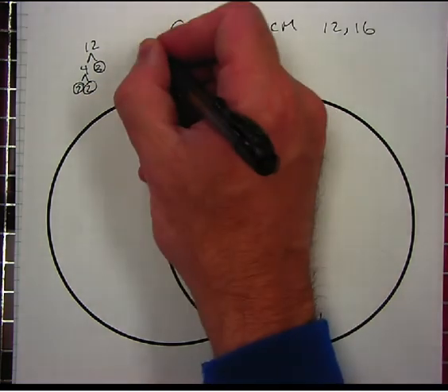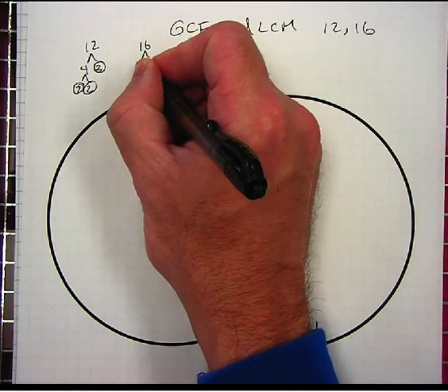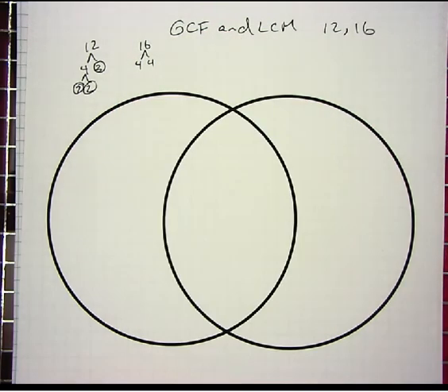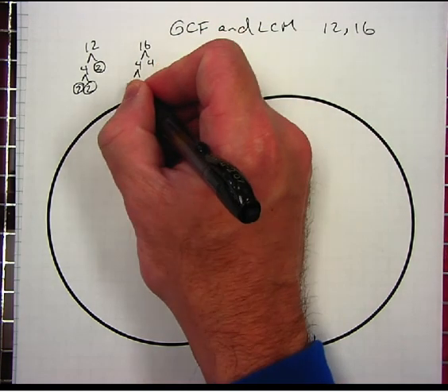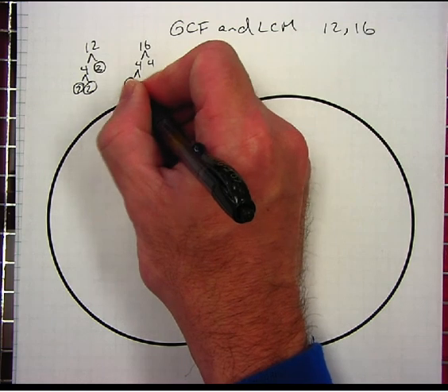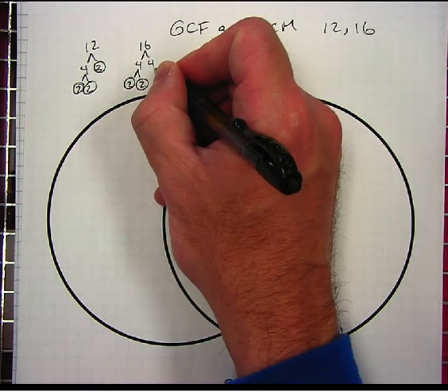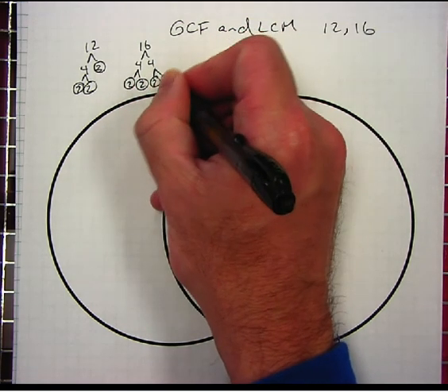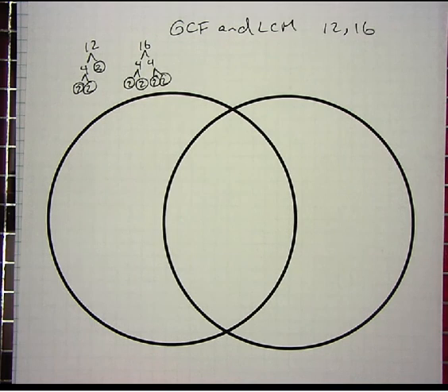And then for 16, I could use 4 times 4. Neither is prime, so I keep going. Factors of 4 are 2 times 2, circle those. And the factors of the other 4 are 2 times 2, so circle those. So we have the prime factorization or factor trees for 12 and 16.